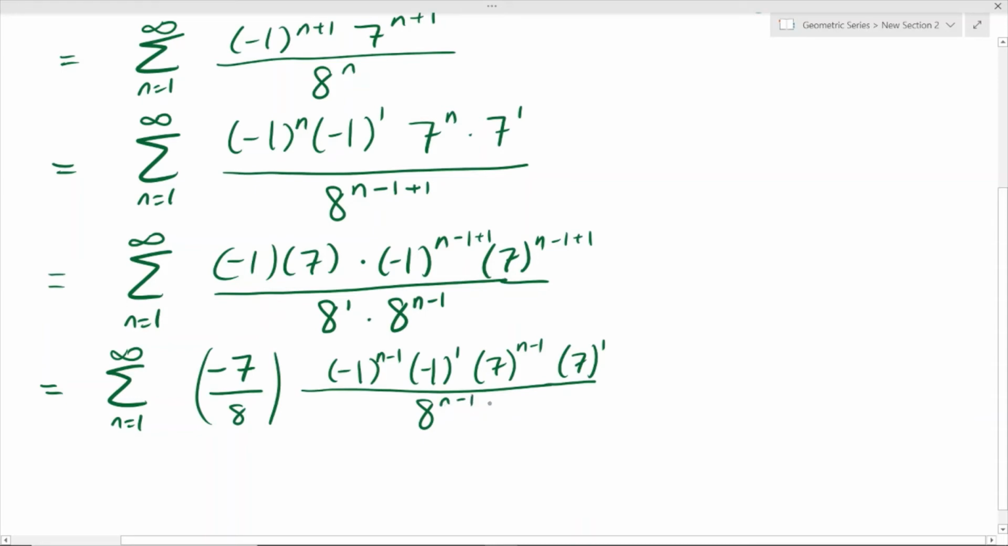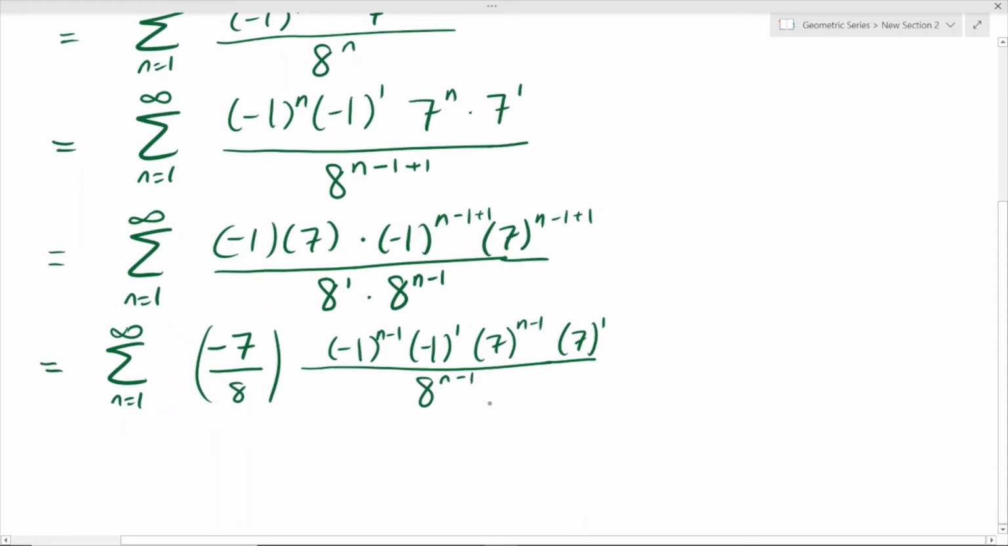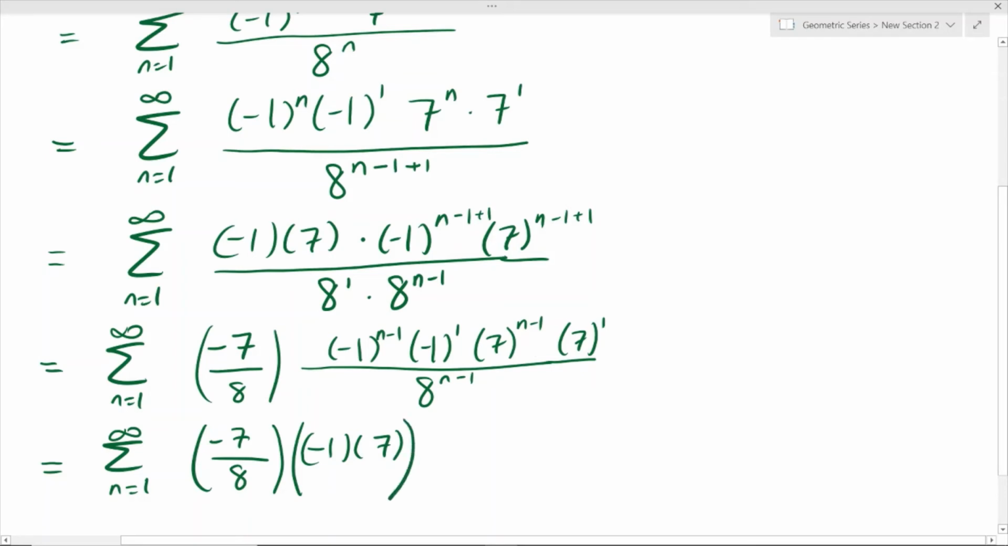So right here. And now what we can do next is take these exponents of 1 and bring them outside as well. So we can just isolate for the n minus 1. So negative 7 over 8 times, let's put all of this stuff here in this bracket. So this is going to be negative 1 times 7 to the exponent of 1, which is just 7. So we got rid of this part and this part.